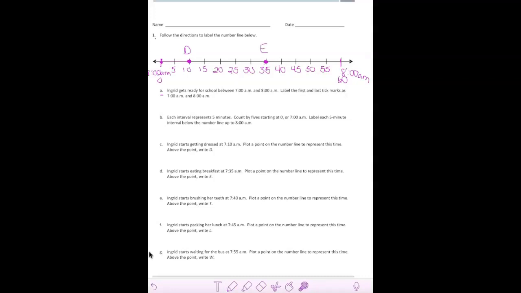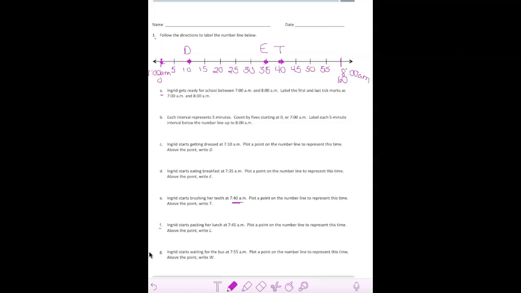Starts brushing her teeth at 7:40 a.m. Plot a point on the number line to represent this time. Above the point, write T. Remember, boys and girls, plotting a point means that we're drawing that point on the number line. Plotting means we're putting it there. So she starts brushing her teeth at 7:40. So here's 7 o'clock. Plus 40 minutes would be right here, and we're marking that with a T for teeth.